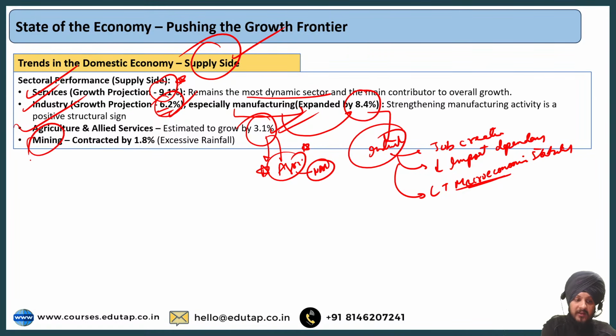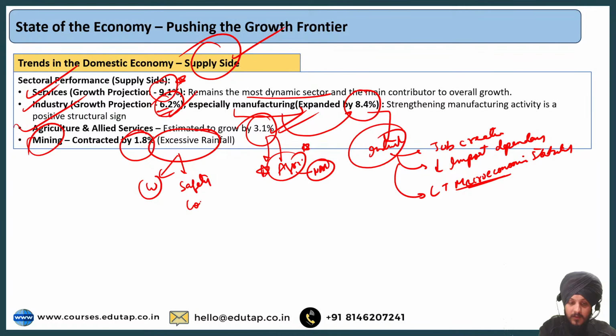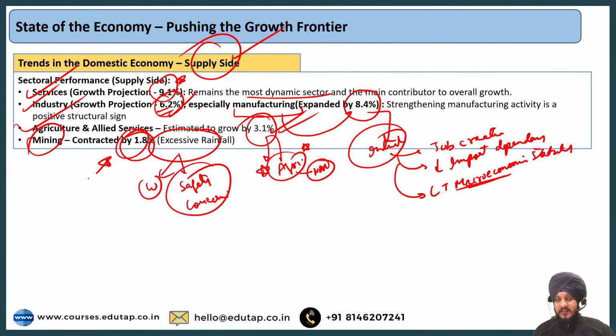The next is mining. Now, if you talk about mining, you can see that mining has contracted by 1.8%. Why is it so? Mainly because of the disruptions created by the excessive rainfall, right? Due to the excessive rainfall, the water flows into the mine sites, right? Apart from that, there are safety concerns with respect to the workers, right? So because of that, the mining has contracted by 1.8%, right? So we can see the challenges over here.